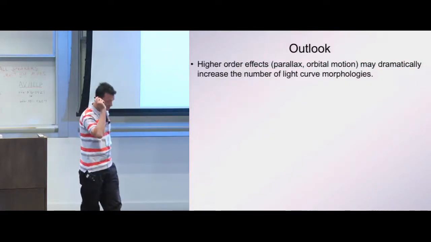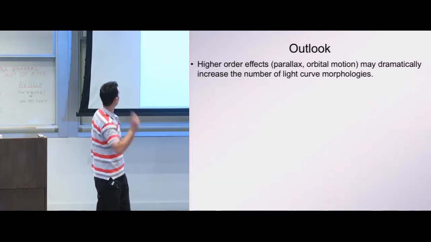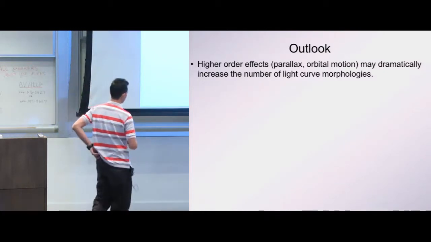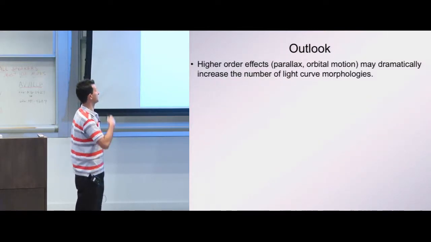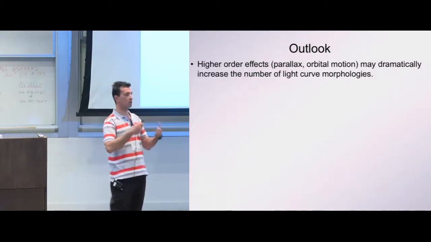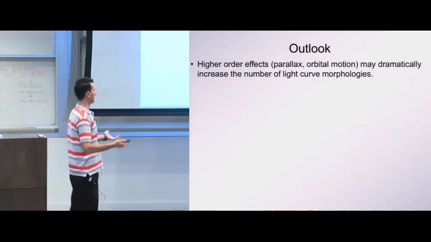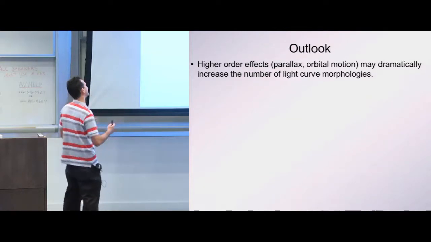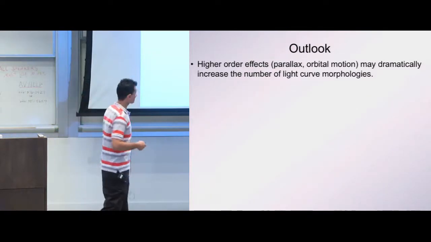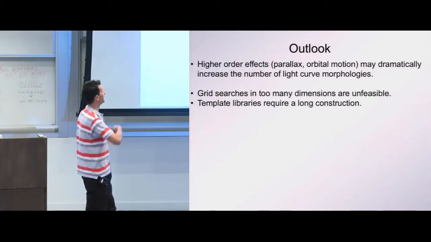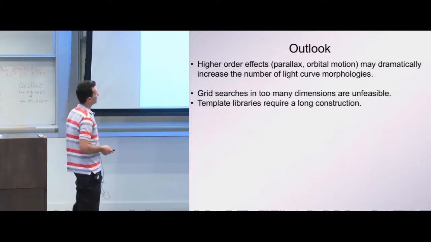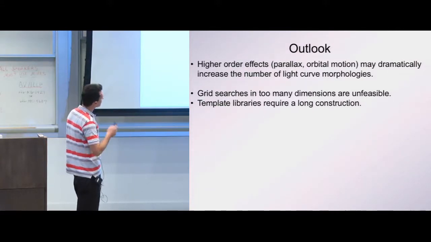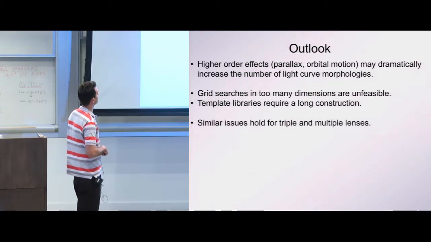Okay, so let's get an outlook to the future. We have seen that even in equal mass binary, we have many, many regions in the parameter space. If we include parallax and orbital motion, then we can have more morphologies coming out. It's really discouraging in some sense that there are so many possibilities. If you include these new parameters, then grid searches will become unfeasible. Nevertheless, template libraries also require a long construction, a long exploration of this parameter space.